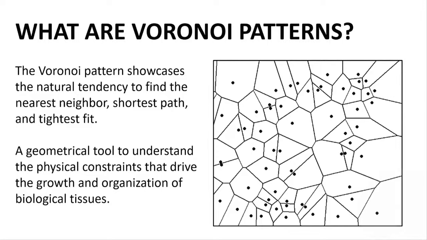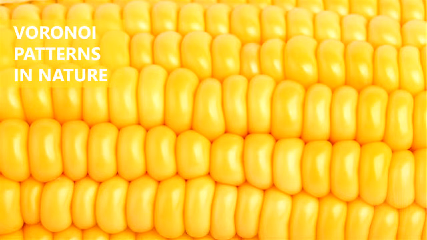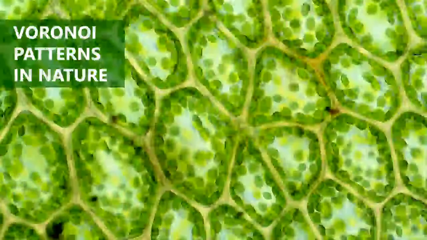So it's a geometrical tool to understand the physical constraints that drive the growth and organization of biological tissues, in one instance, the kernels and how they grow on a corn cob. They start off small, but as they grow, they will eventually develop this shape, and it's trying to get the tightest fit. That's why we can describe the way these kernels look by Voronoi patterns.